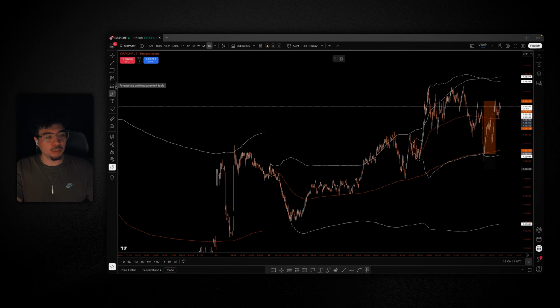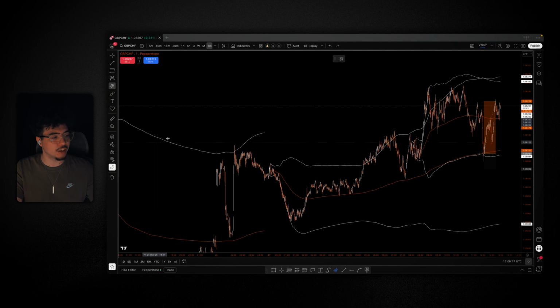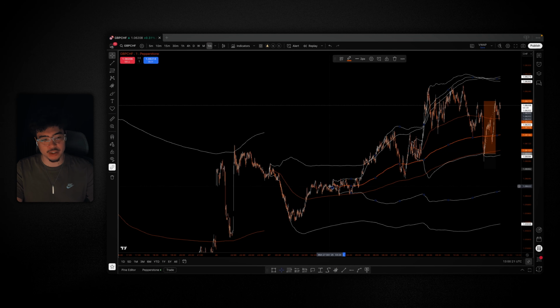So first of all, to apply an anchored VWAP, we want to go over here to the projections panel, go down to volume based and click on anchored VWAP. You will then be able to draw a VWAP from anywhere. You'll see it anchors to price and it moves forwards. So we will need 3 anchored VWAPs throughout the day.